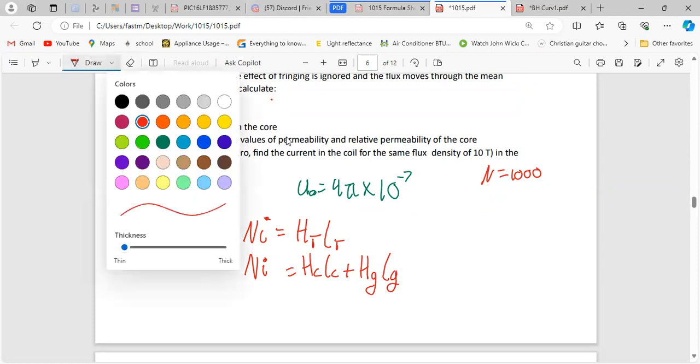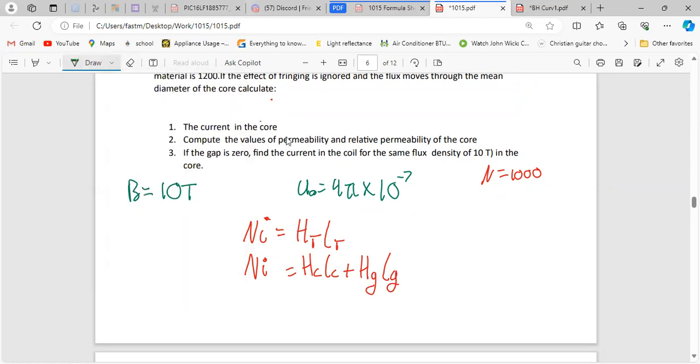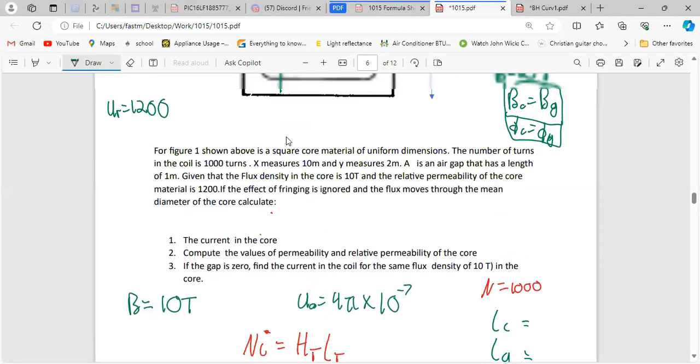So like going to calculate some stuff. So we need the length of the core. We need the length of the gap. We need the intensity of the core. And we need the intensity of the gap. Yeah? So let's go up and calculate that.